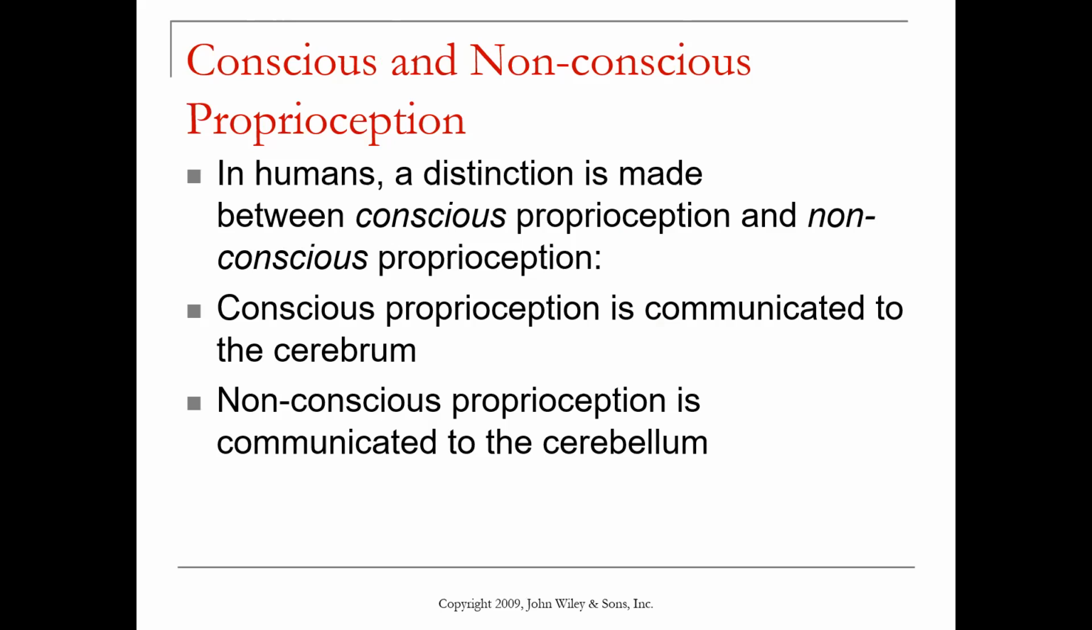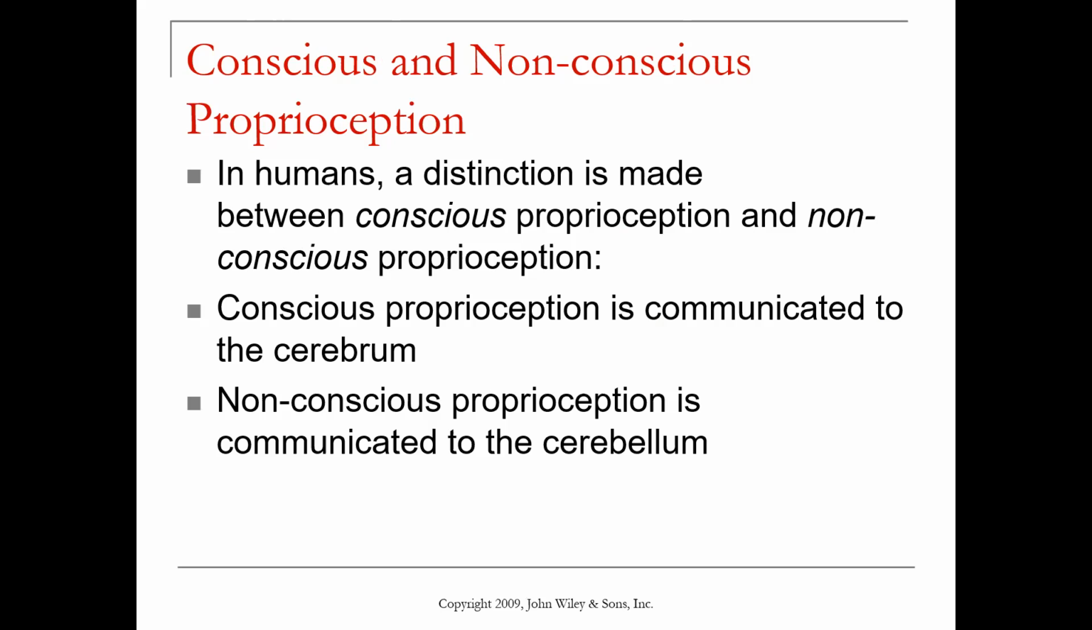Now, in our bodies, we have what is known as conscious and non-conscious or unconscious proprioception. Conscious proprioception tells our brain, hey, here's what we're doing. We're aware of it. The cerebrum, the cerebral hemispheres, the two large structures of our brain, we become consciously aware of our action.